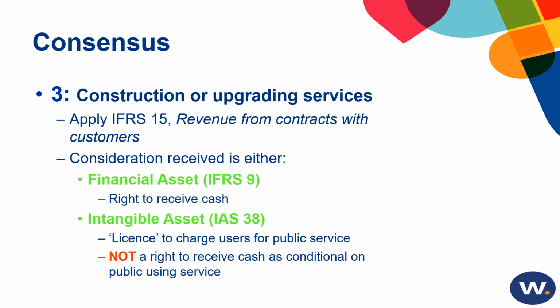An arrangement which would likely result in a financial asset would specify the amount of revenue or the price payable by the grantor to the operator, or this price could be determined by a certain formula included in the agreement. It could also happen that the contract simply states that the grantor will pay the operator any shortfall between the actual amount received from the users and a specified or determinable amount.